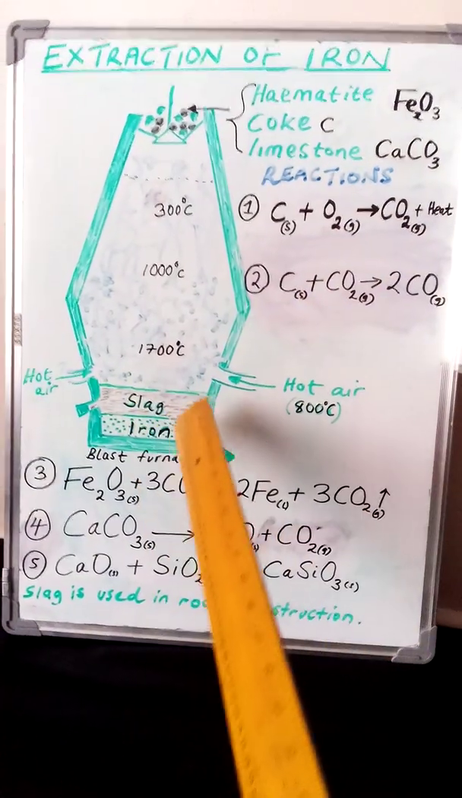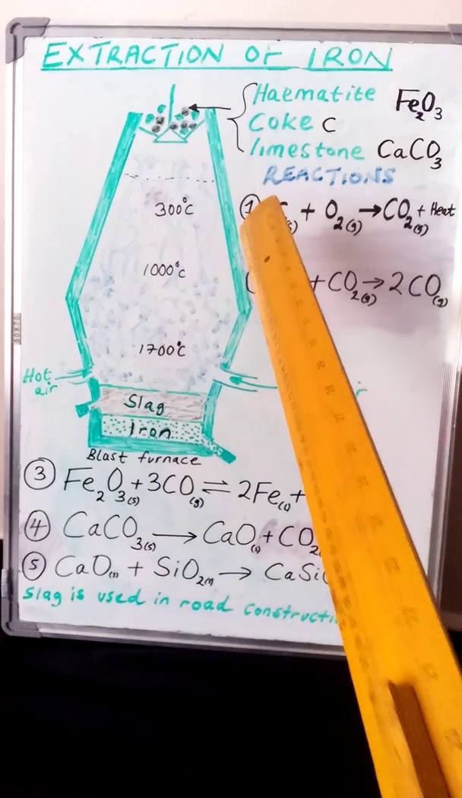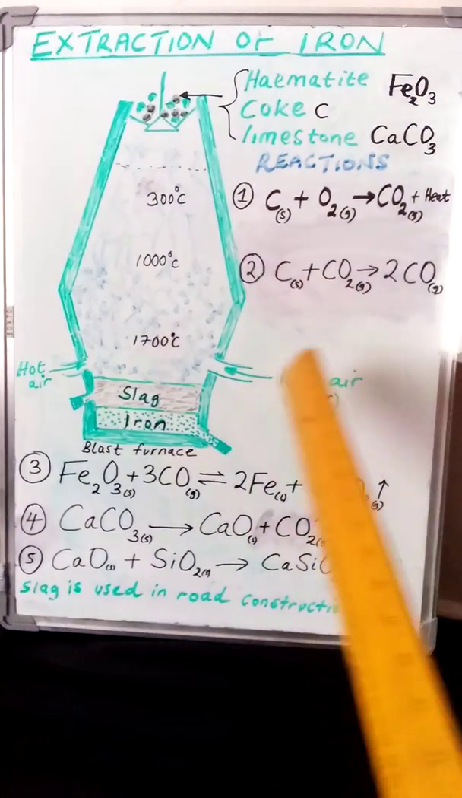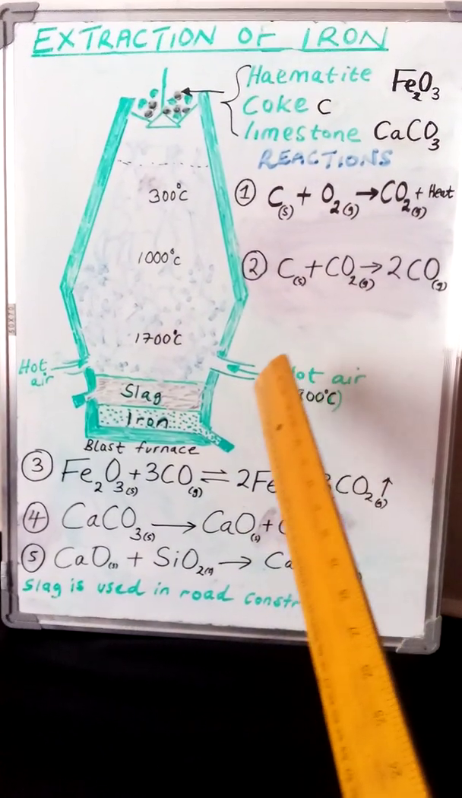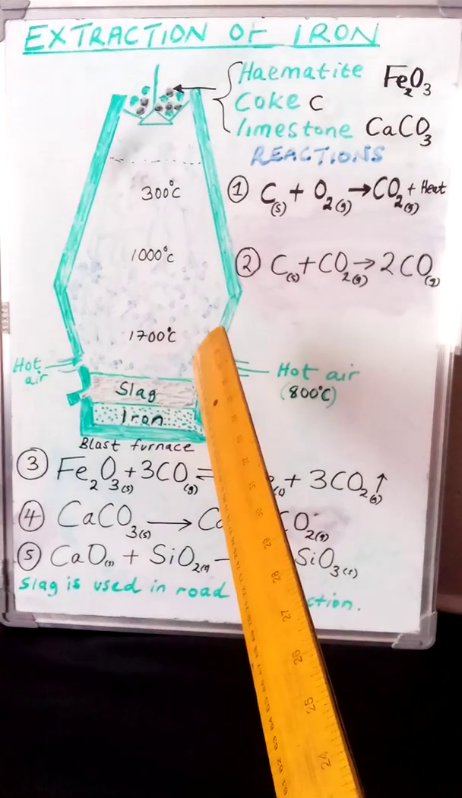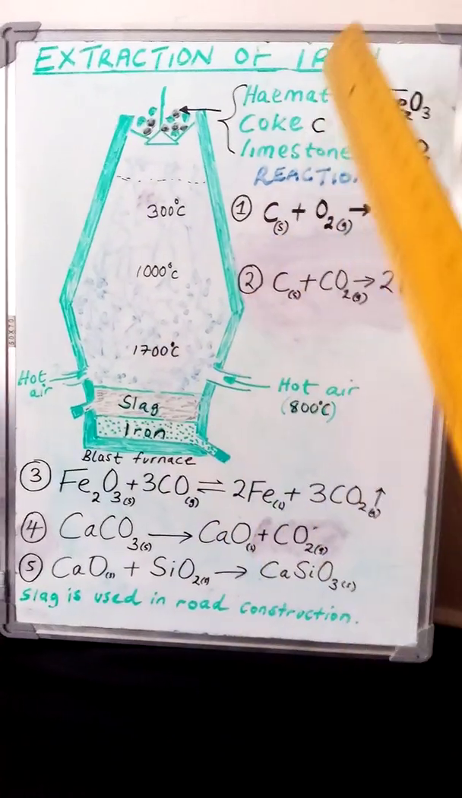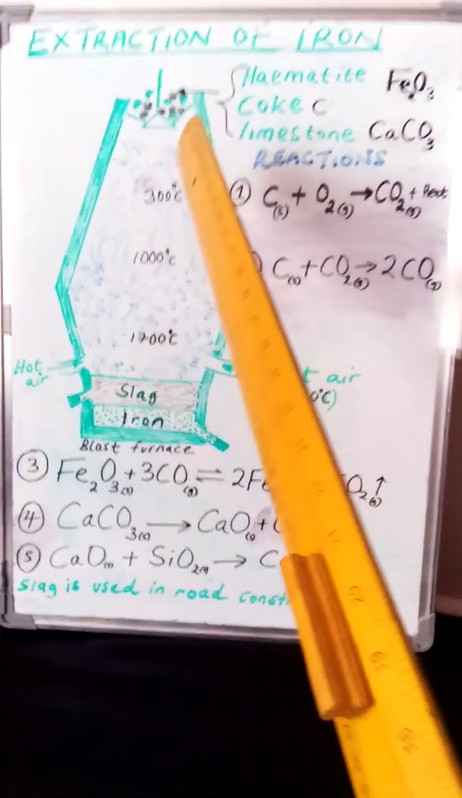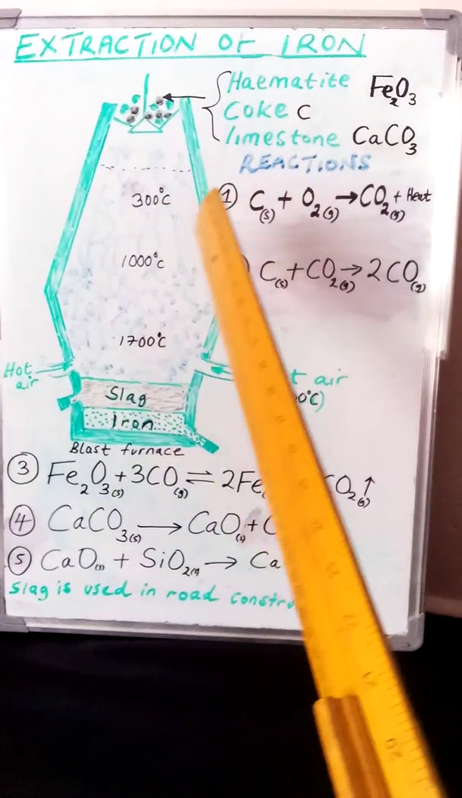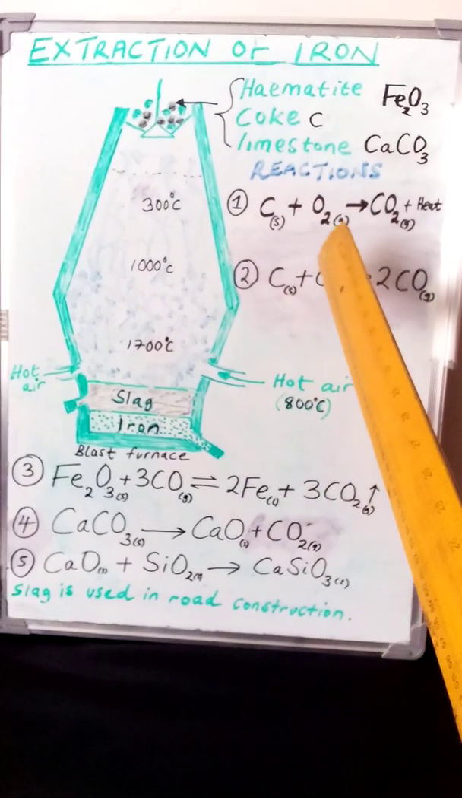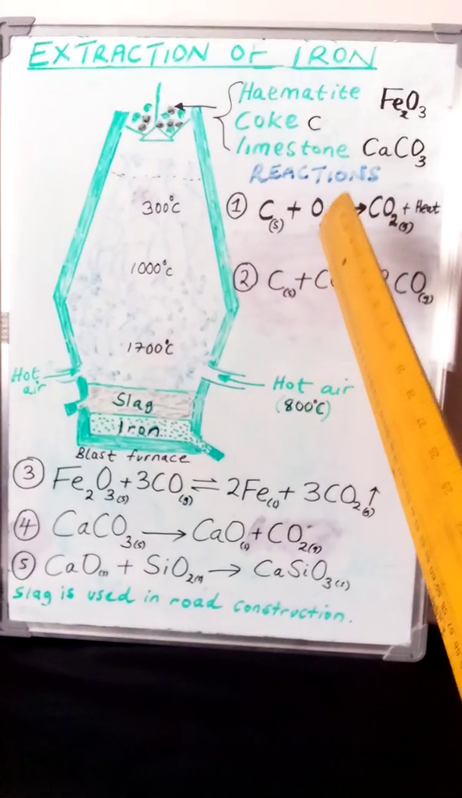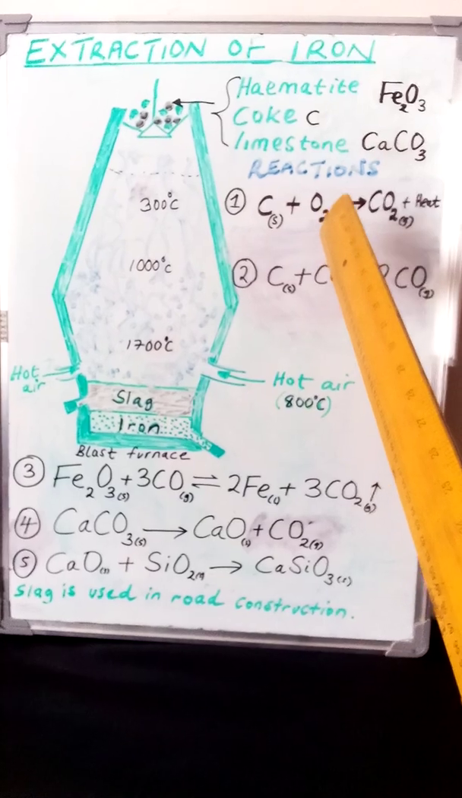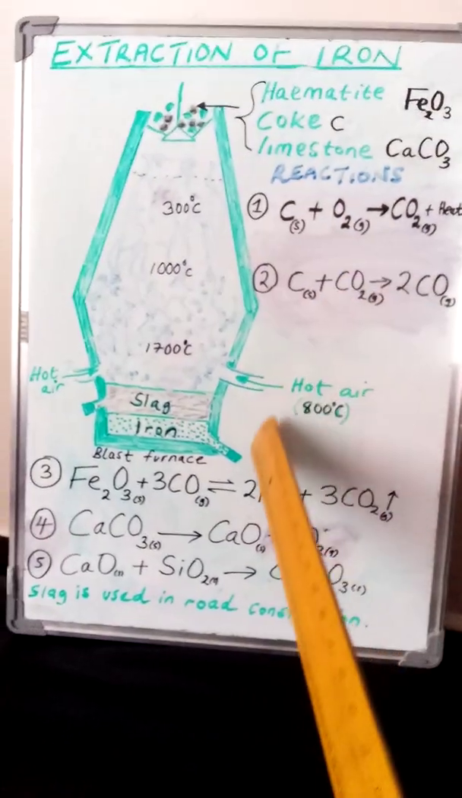So in this blast furnace, like I have drawn here, we have ore here, which is allowed to enter the blast furnace at the bottom. And then our raw materials are allowed to enter the blast furnace at the top. So these react inside the blast furnace. You need to know that there are a series of chemical reactions that take place. So you need to know these 5 reactions.